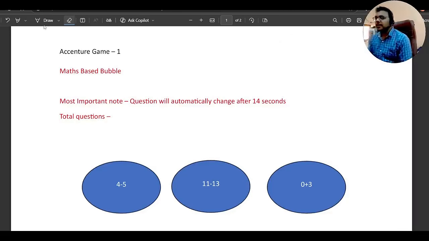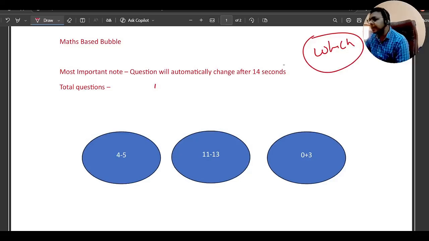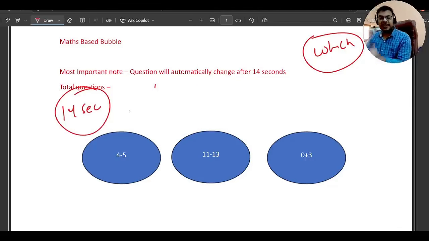So let's start. For example, these are some actual questions which Accenture asked. I am showing you some actual questions which Accenture asked. Now listen to me carefully. For each question, you will get 14 seconds. So for example, this question is for 14 seconds. There will be a timer of 14 seconds per equation.